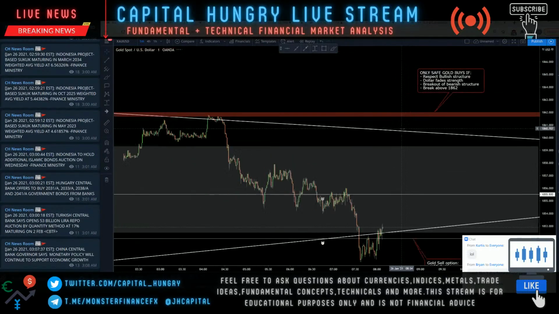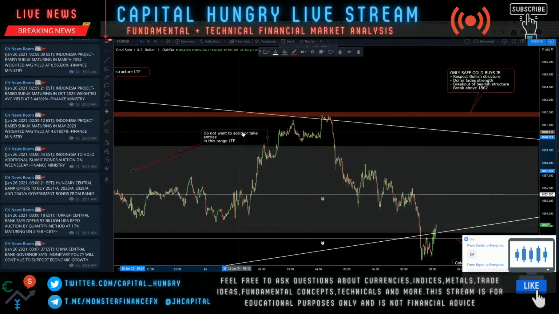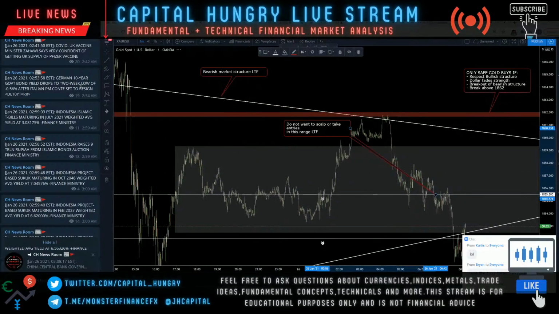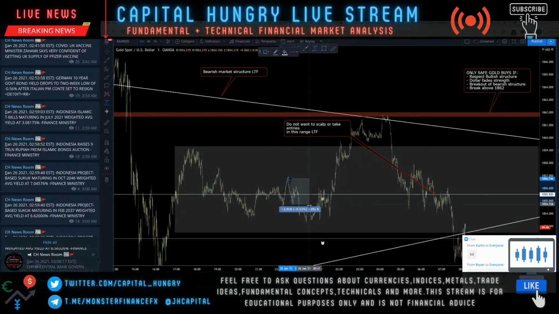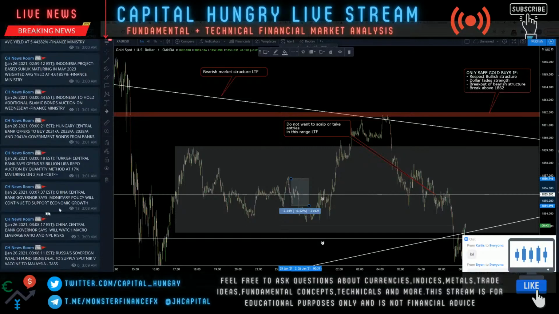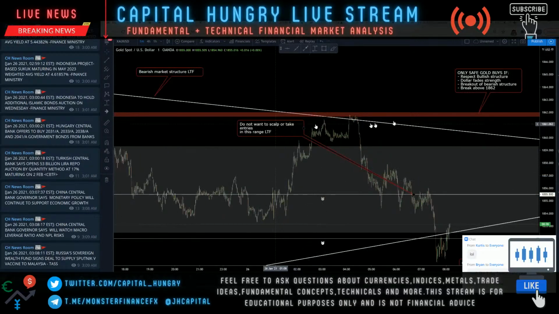I'm still not taking any trades in this range. If you're scalping and intraday trading, yes, this is the 1 minute, but some of these moves are like 20 pips up and down. It can really cause you a lot of stress as you're scalping and intraday trading. It's best to wait for key price point areas to enter on, especially when you're trading gold.